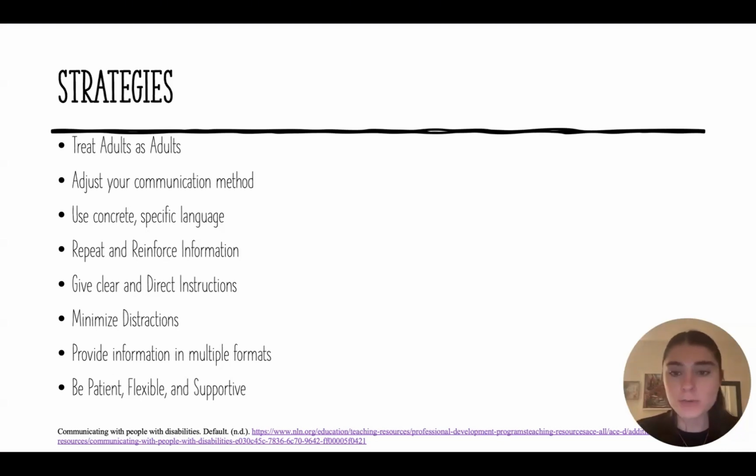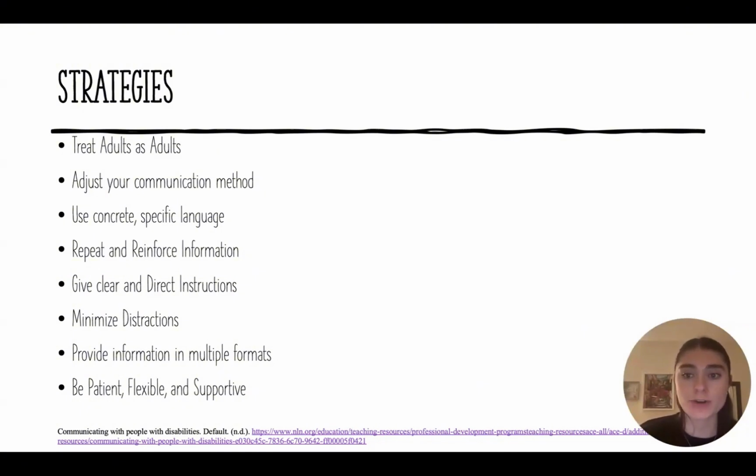Now I'm going to talk about effective ways of providing communication with people with IDD. So the first one is to treat adults as adults. It's important to always address the patient with respect, regardless of their disability. Speak directly to them rather than to their caregiver or companion. The second strategy is to adjust your communication method. Every patient is different, so adjusting your approach based on their response is important.